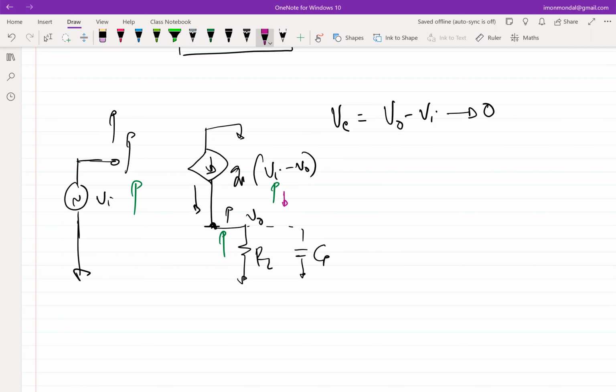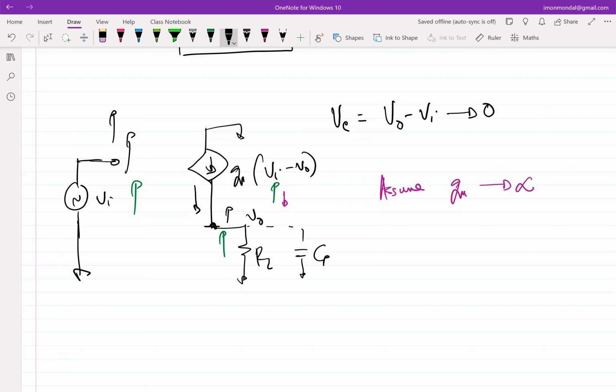Everything will settle when there is a certain condition that is met, right? If for example, GM is infinite. This is again a hypothetical leap. Assume that GM is infinitely large, right? Let's assume GM is infinity. If you assume GM tends to infinity, without doing any calculation, can you comment what will be the steady state V0? It will be equal to Vi. It will be equal to Vi.